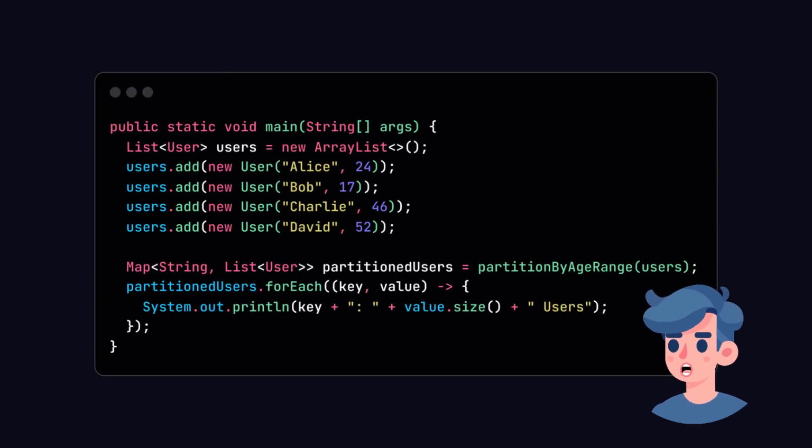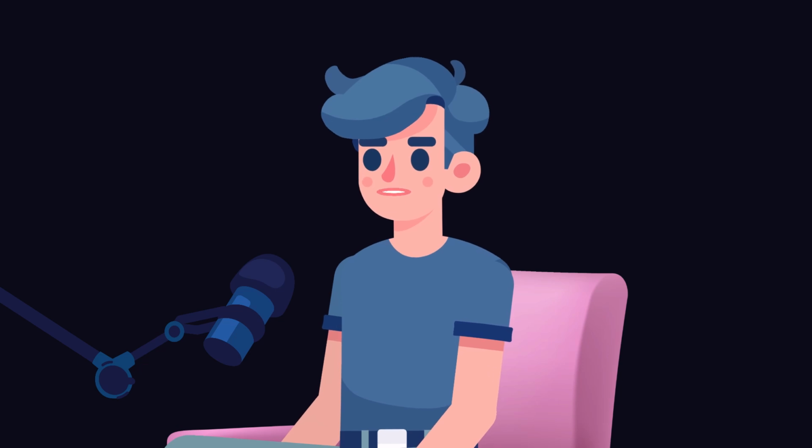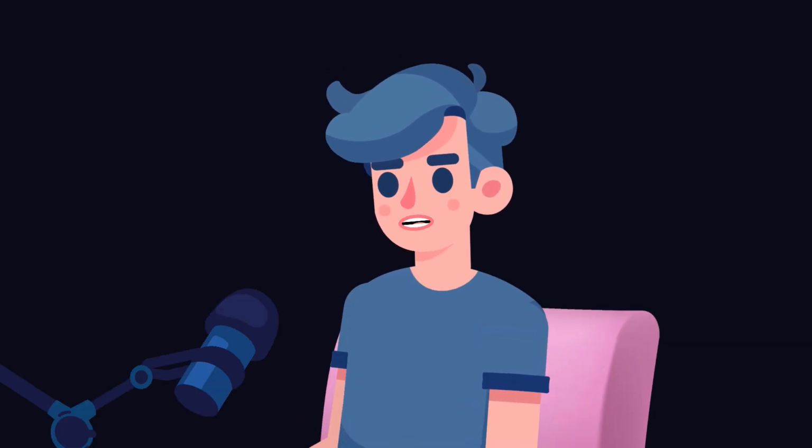Here, we create a map of partitions and classify users into the defined age ranges. Now, let's simulate some user data and see this function in action. In the main method, we create a list of users and call our partitioning function. The output will show how many users fall into each age range. Let's compile and run our program now. As you can see, range partitioning allows us to quickly gather insights into our dataset.